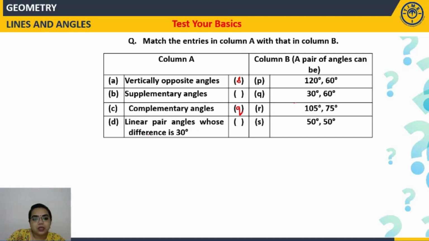Linear pair angles whose difference is 30 degrees. Linear pair angles means obviously the angles must be supplementary and the difference of the angles must also be equal to 30 degrees. We have a tie between P and R. 120 minus 60 is 60 degrees, so the difference is not 30 degrees. 105 minus 75 is 30 degrees. Very nice, so here the answer is R. And here you will be left with P. So S-P, Q-Q, R. Is this clear to you?